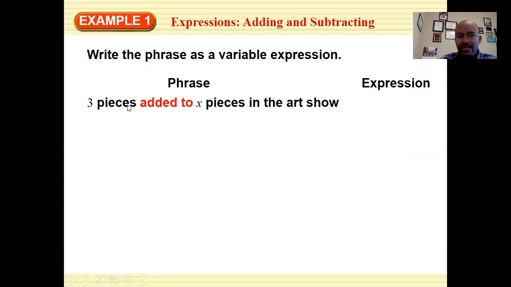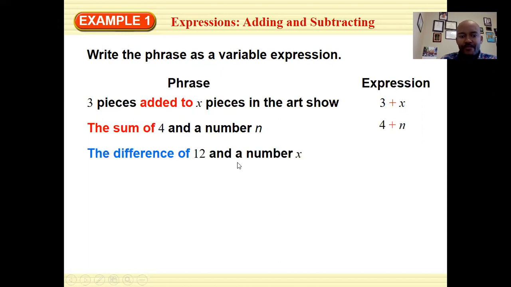So we have 3 pieces added to x pieces in the art throw. So here we have 3 pieces. The word added to suggests addition. So that will be your answer, 3 plus x. And we have the sum of 4 and a number n. Sum suggests addition, so that will be n plus 4, or 4 plus n.